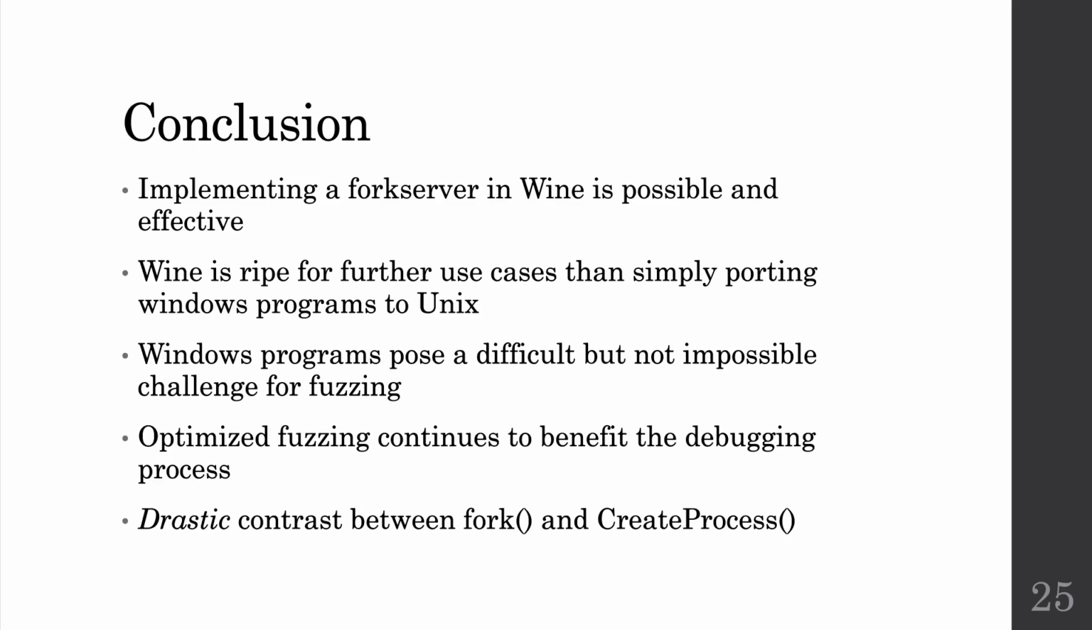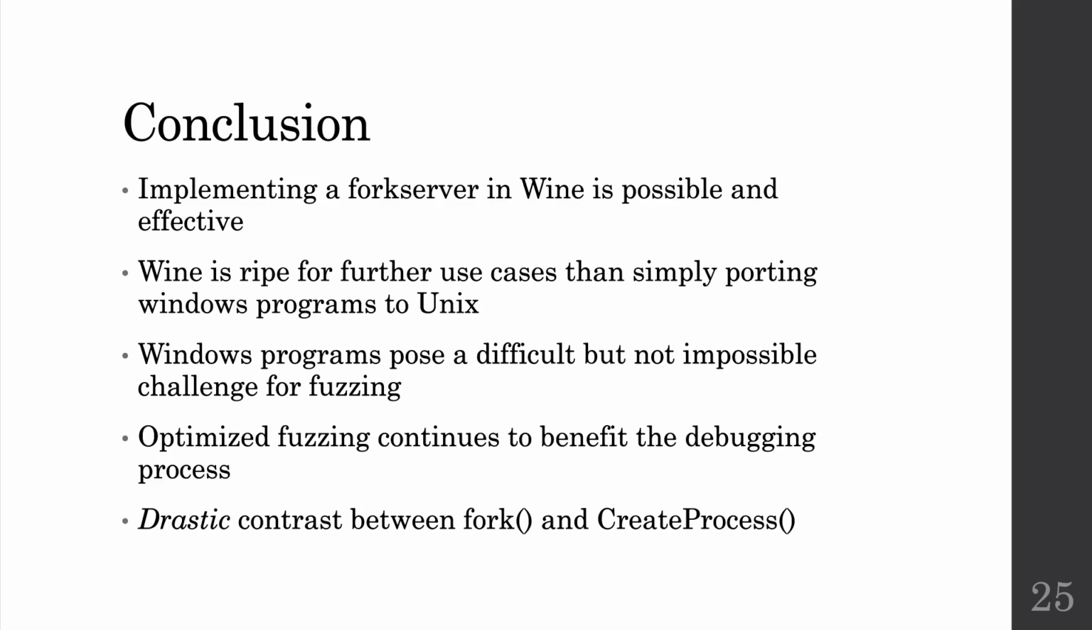In conclusion, we have effectively implemented a fork server in Wine to perform fuzzing of Windows programs on Unix. It is incredibly effective and fast compared to just fuzzing with Windows fuzzers through Wine, and shows that in addition to Wine's stated purpose of bringing Windows programs to the Unix platform for compatibility's sake, it can also be used to extend technical capabilities to those programs, especially for testing.